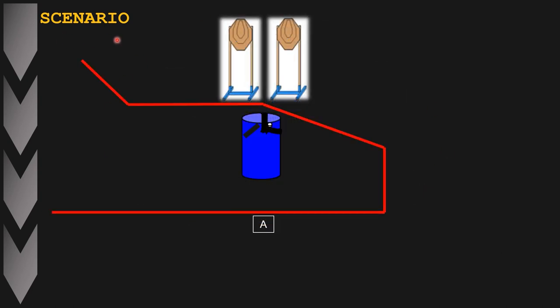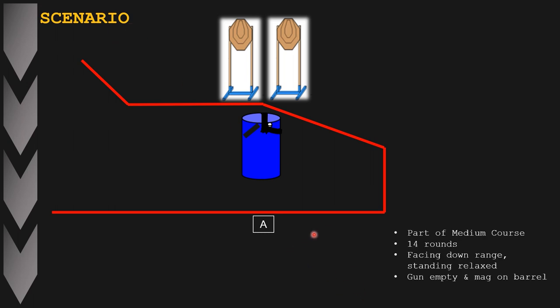I've added a second scenario to demonstrate and explain the practical use of the core principle of efficiency to improve your shooting flow. We have part of a medium course of a total of 14 rounds. We are standing right outside of the shooting area, facing down range and standing relaxed. The gun is empty on a barrel together with the first mag to be used, and the first targets that need to be engaged are in front of the barrel.